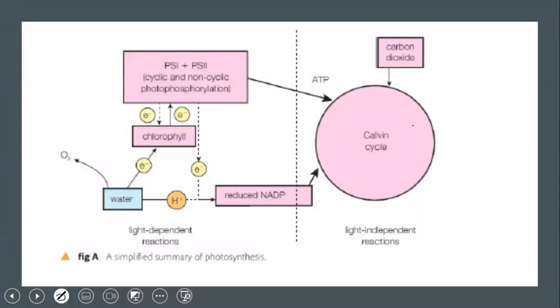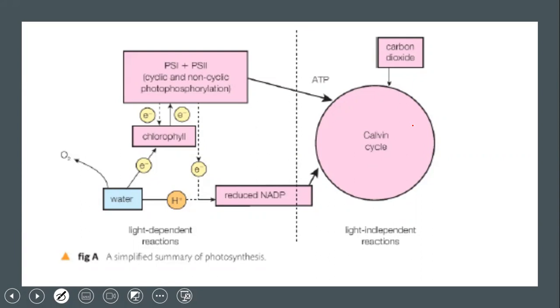So this is basically what is happening. When we talk about photosynthesis, it takes place in two stages: the light dependent stage and the light independent stage. The light dependent stage is the one for which we actually need light energy. The light independent stage does not require the presence of light energy. So photosynthesis occurs in these two stages. Let's go ahead and take a look.